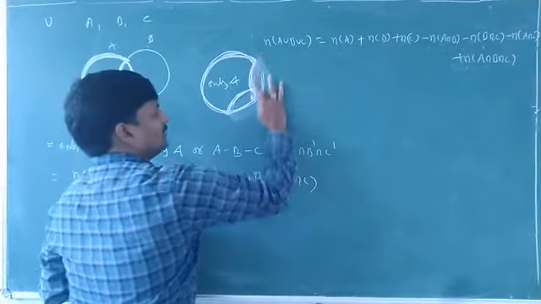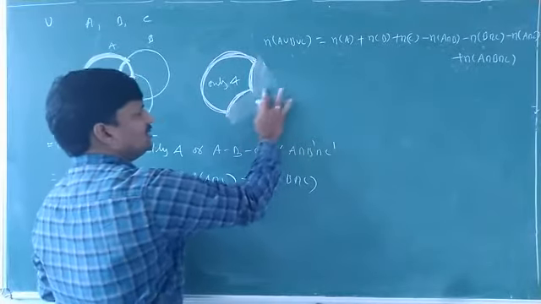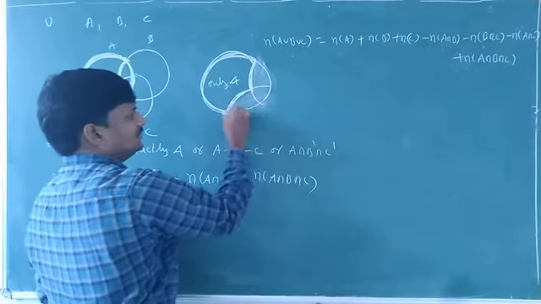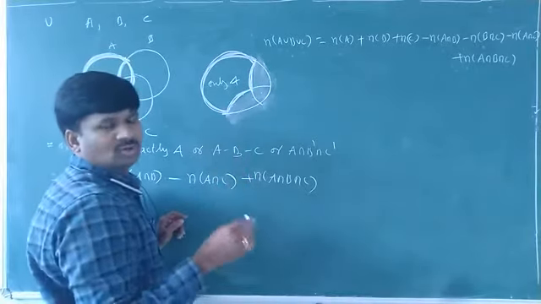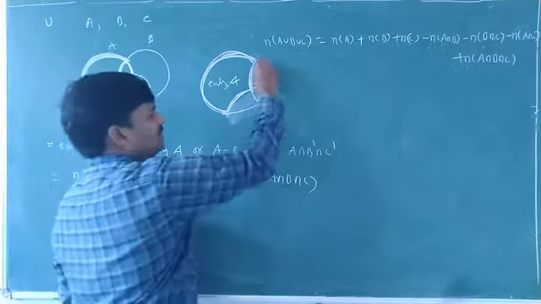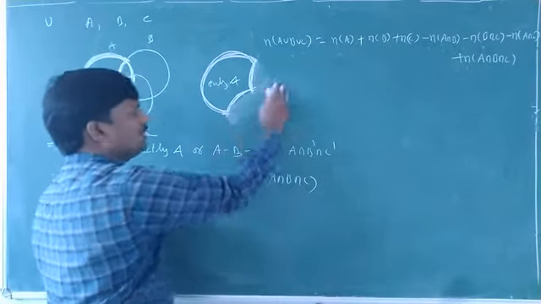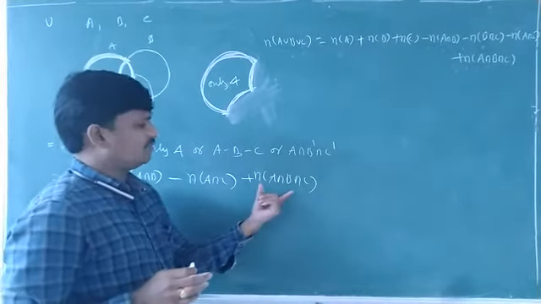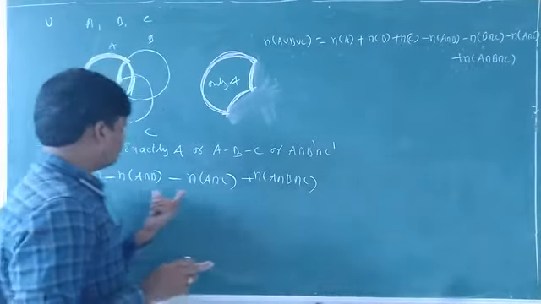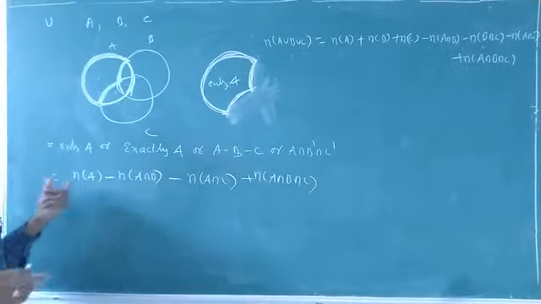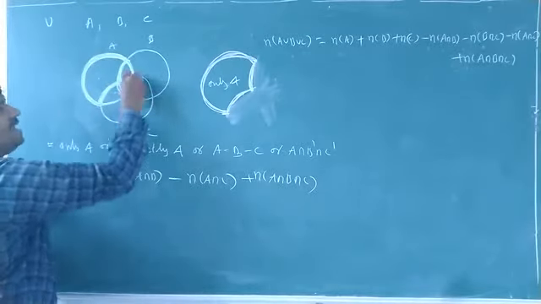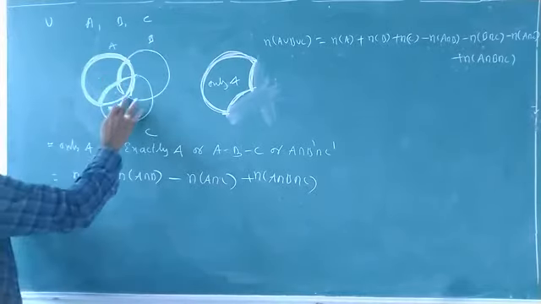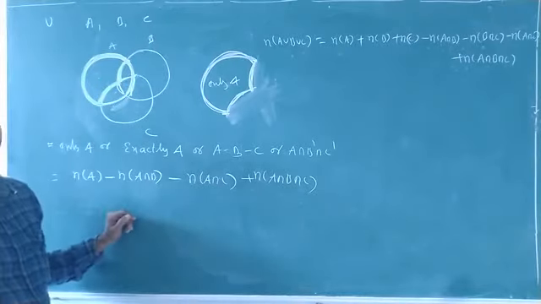See, this part I removed here, and this part also I removed here. That means this intersection part, how many times removed? 2 times removed. From this one 1 time, from this one 1 time. But you cannot remove 2 times. You should remove only 1 time. That is why I added 1 time. Then it is clear. So only A means total set A minus this intersection part and this intersection part plus 1 time of A intersection B intersection C.